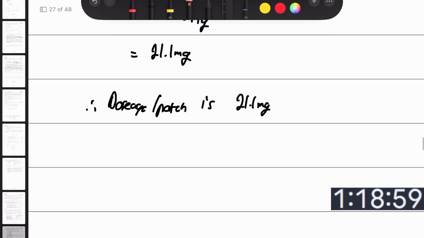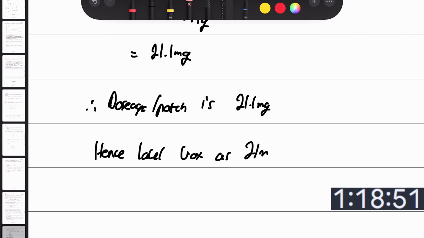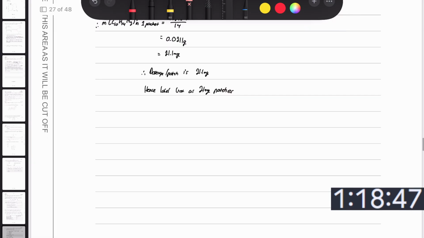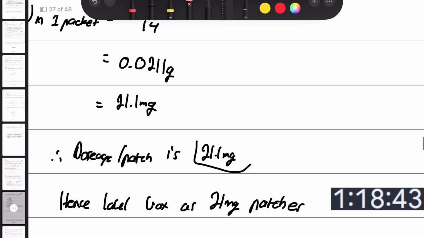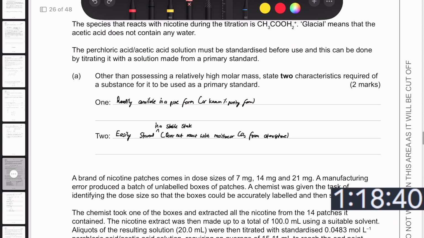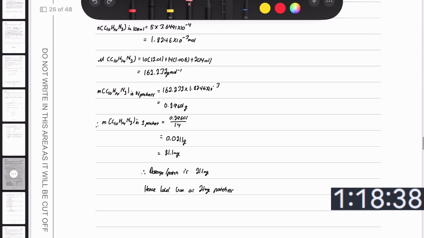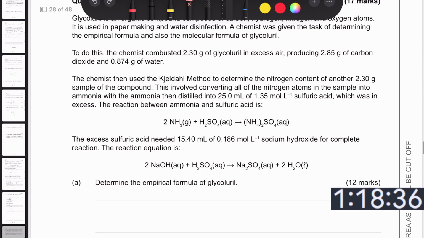Dosage per patch. Let's label box as patches. Okay, because I'm not sure if they want me to say dosage per patch is this, or if I should go from the ones listed, which is only 21. So I'm just going to do both, shotgun method, and I'll definitely get the mark.